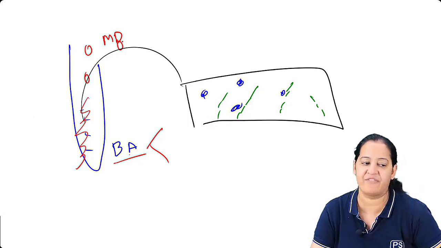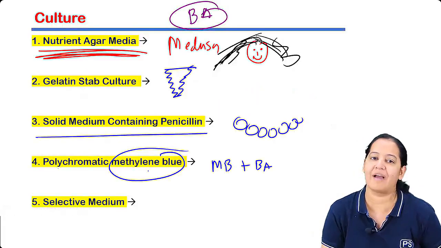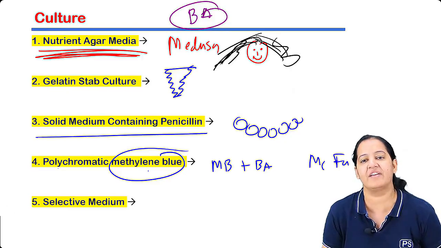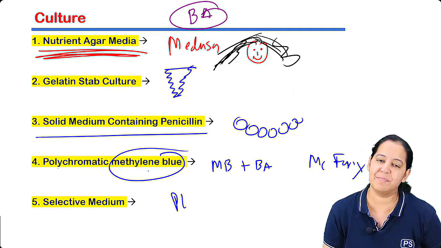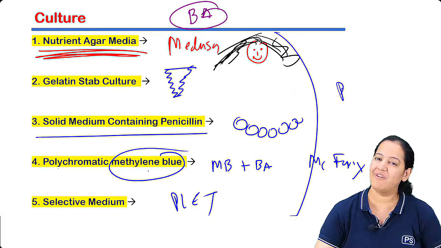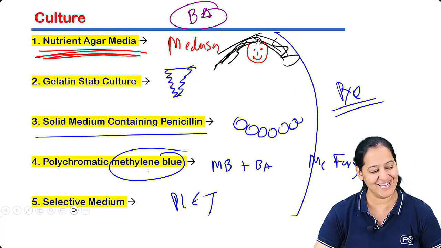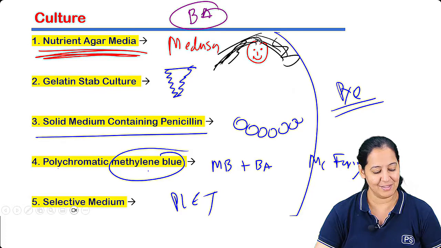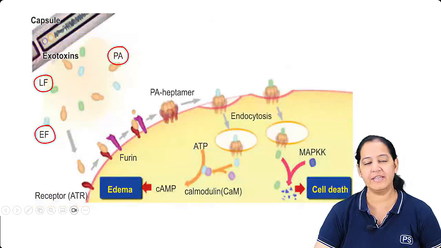This is known as McFadyean reaction. Got it? So this is McFadyean. Here you get McFadyean reaction. And selective media is PLET. You learn the full form. I am done. So these all are your PYQs. Okay, ji. Can we proceed? समझ में आया? Okay. Yes. So let's proceed ahead. This is the culture media.